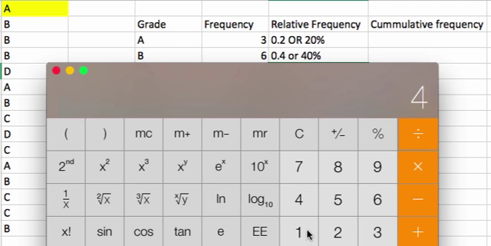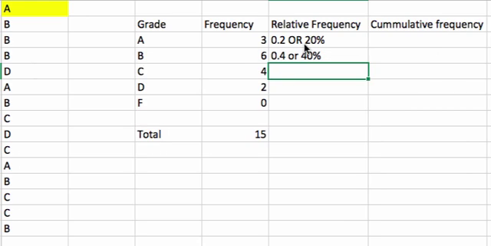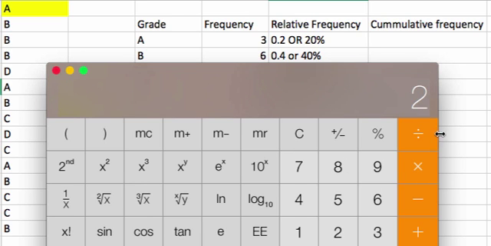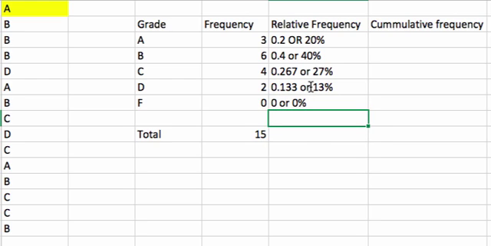4 divided by 15 is 0.26667 or about 27%. Again, paying careful attention to how your program or your homework assignment asks you to round. It should be pretty specific in terms of the nearest tenth, hundredth, percentage, or whatever. Lastly, 2 divided by 15 is 13.33%. And for 0, I don't have to use a calculator. That's going to turn out to be 0 or 0%.